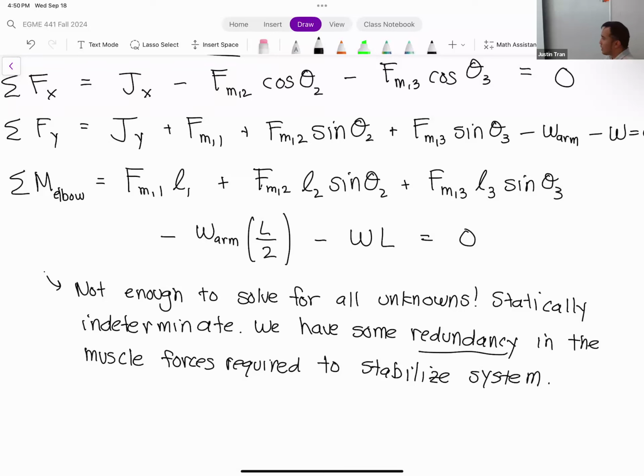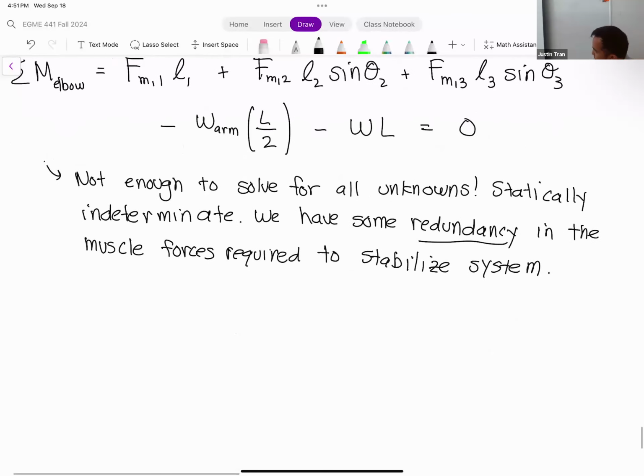So the fact that we have this problem means that your body is generally well designed, and we're only considering 3 muscles in this case, right? But it does make it difficult for us to solve a problem like this, because we're not able to get a result from the 3 equations that we have. Okay? And so in order to move forward, we need a bit more information, and we need a bit more assumptions.